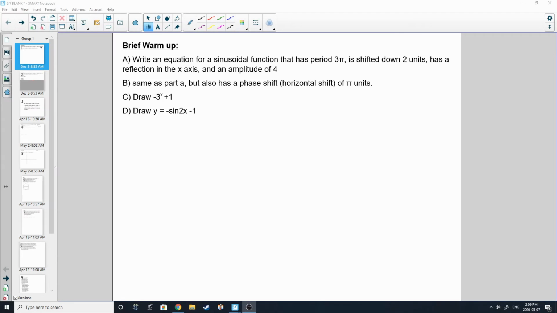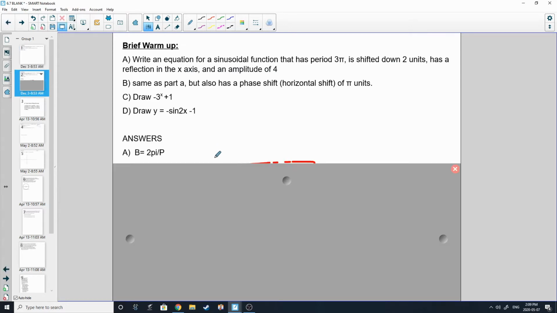Here we are, doing the last lesson in the trig unit. Now, I thought it'd be a good idea just to include a really quick warm-up that we can do before we get to it. So a couple questions that we haven't maybe looked at for a little while. And the first one is writing the equation of a sinusoidal function that has a period of 3 pi, is shifted down 2 units, and has a reflection in the x-axis and an amplitude of 4. Well, let's go ahead and tackle that one.